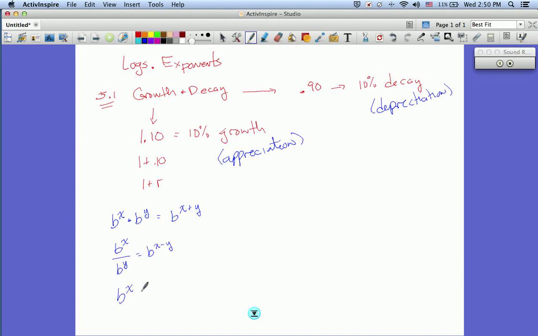You also have the caveat b to the x equals b to the y. That implies that x equals y. Again, a lot of restrictions on b. In that case with 0, 1, and negative 1 being restrictions. Okay, b cannot equal 0 or plus or minus 1. So those were the same bases here.